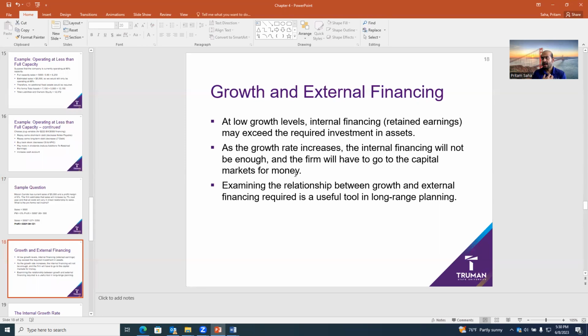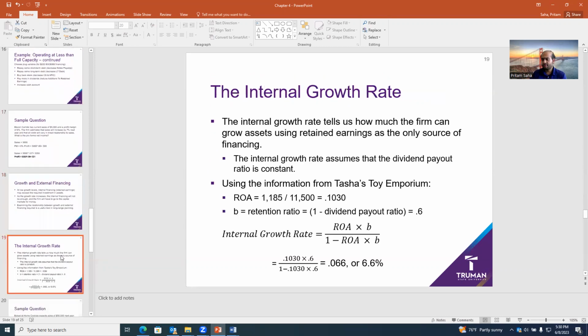Basically, when we talk about growth, we need investment in fixed assets, and we may need external financing. So now let's talk about two different growth rate formulas, or growth rate proxies. They are known as internal growth rate and sustainable growth rate. The name of the internal growth rate has the definition: this is the growth rate you can achieve internally. That means this is the growth rate you can achieve by investing in assets using your retained earnings.